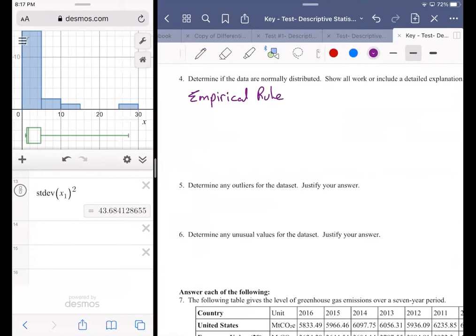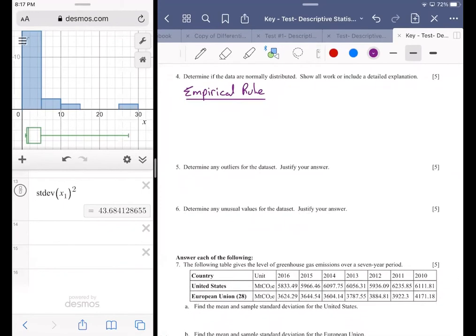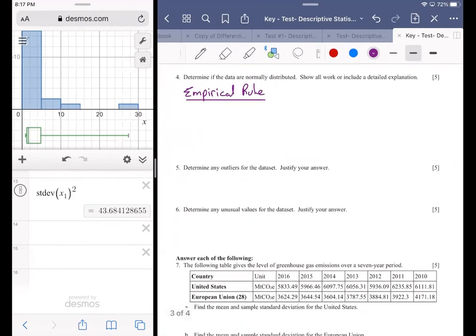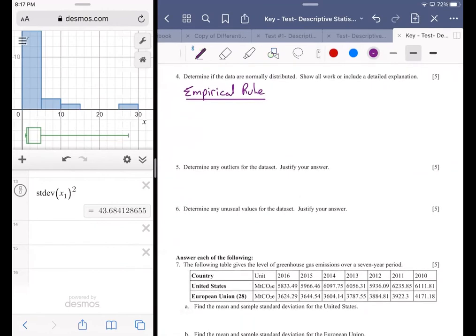Now, the only reason that we're using any rule is because it said show all work or include a detailed explanation. I'm looking at a graph that clearly is not normally distributed, right? A normal distribution would have a bell-shaped look to it, so it would look something like this. We're still referring to that original data set. Whether you're looking at the histogram or the box plot, there's definitely a great deal of skew to this. In fact, if I had to graph this just using a curve, it would probably be something like this.